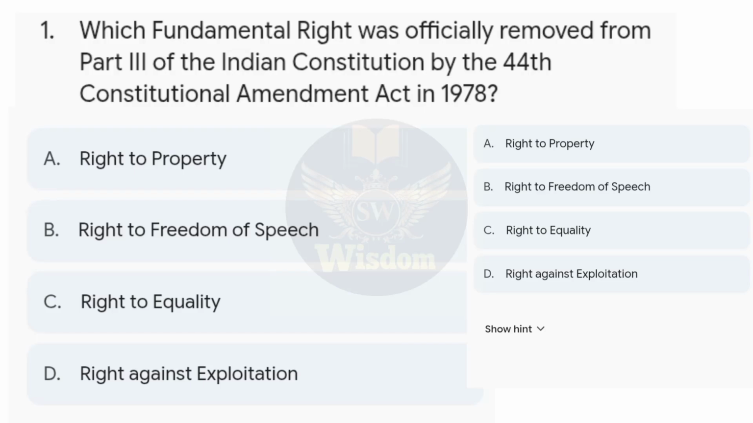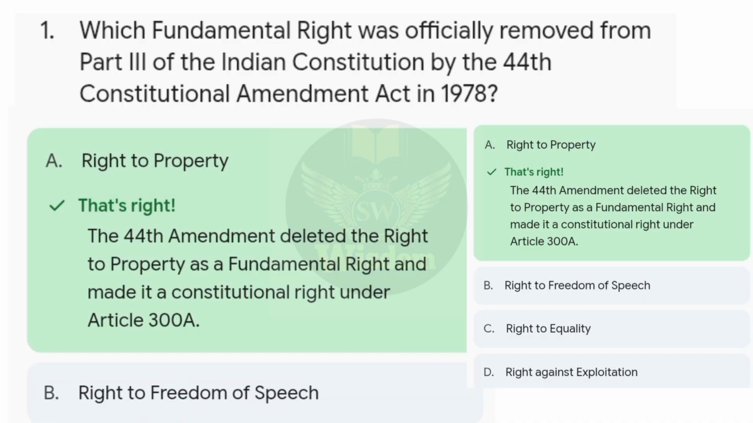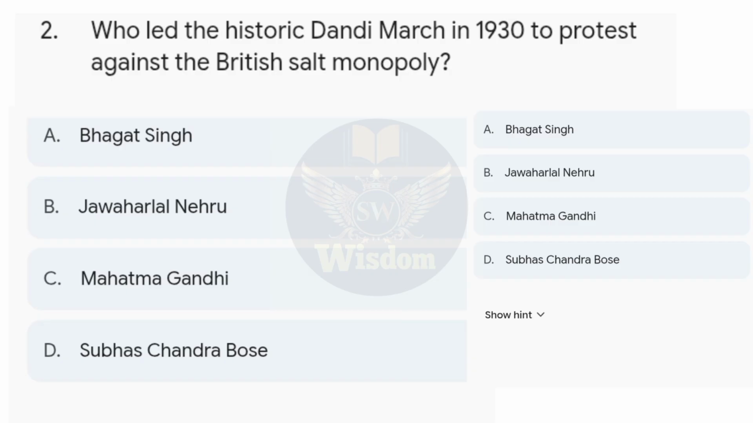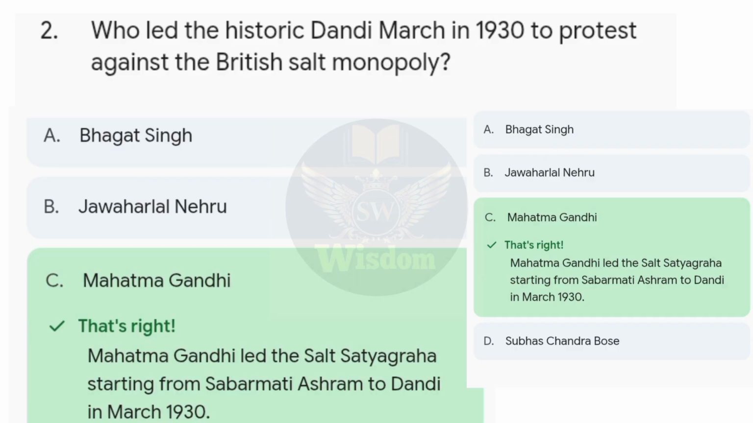Question number 1. Which fundamental right was officially removed from Part 3rd of the Indian Constitution by the 44th Constitutional Amendment Act in 1978? The correct answer is option A, right to property. Next question. Who led the historic Dandi March in 1930 to protest against the British salt monopoly? The correct answer is option C, Mahatma Gandhi.